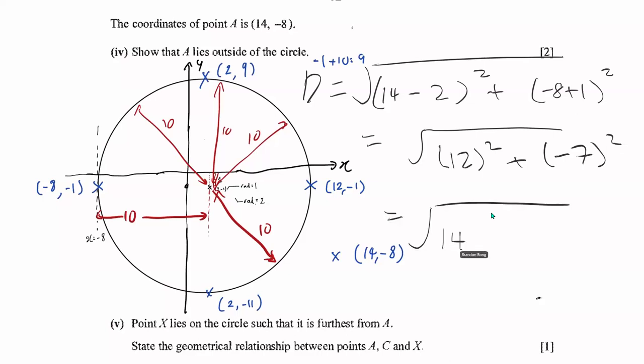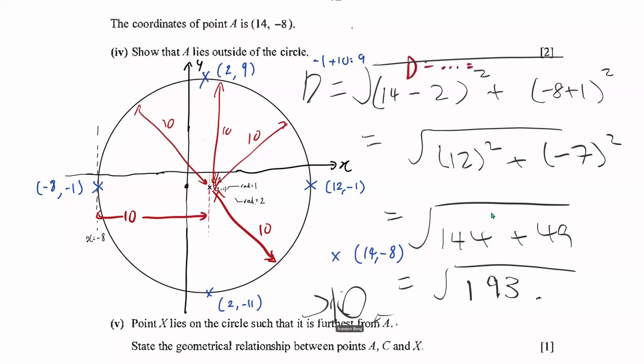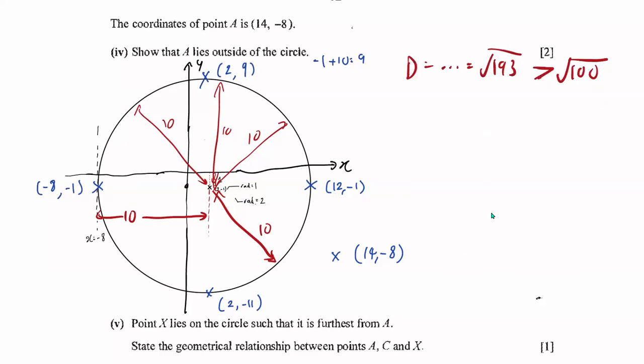144 plus 49. I need to use a calculator, I guess. Okay, I mean, 193 is bigger than 100, and square root 100 is 10. So that means it must be bigger than 10. Therefore, it lies outside the circle. If you don't want a calculator, you can compare it with square root 100. 193 is bigger than 100, you take a square root, the inequality direction stays the same, but square root 100 is equal to 10. So that means square root 193 is bigger than 10.